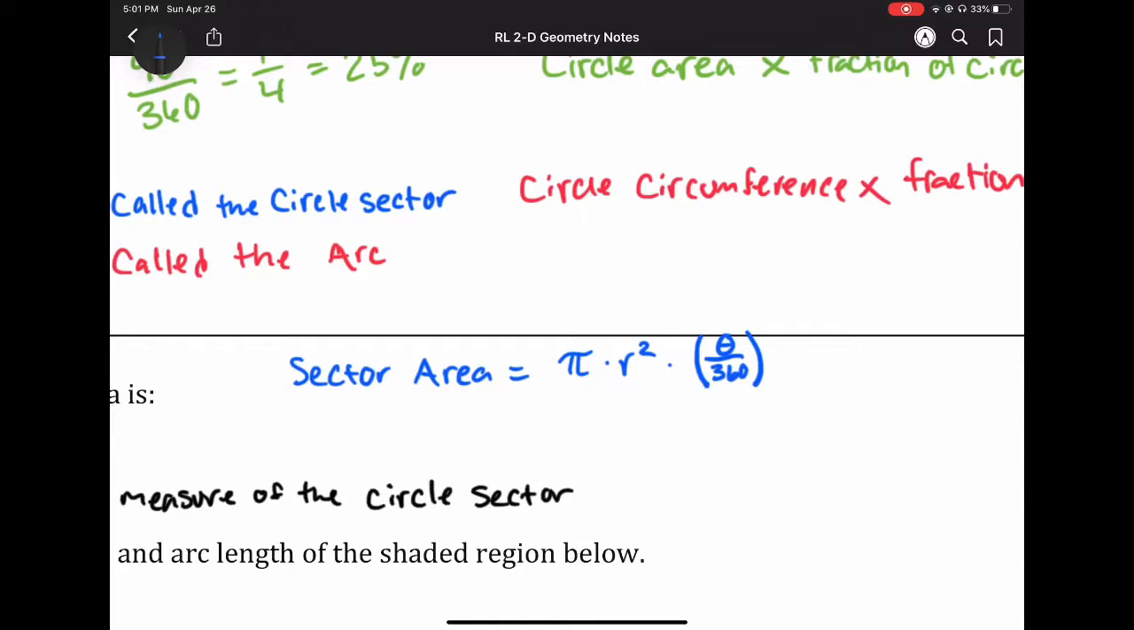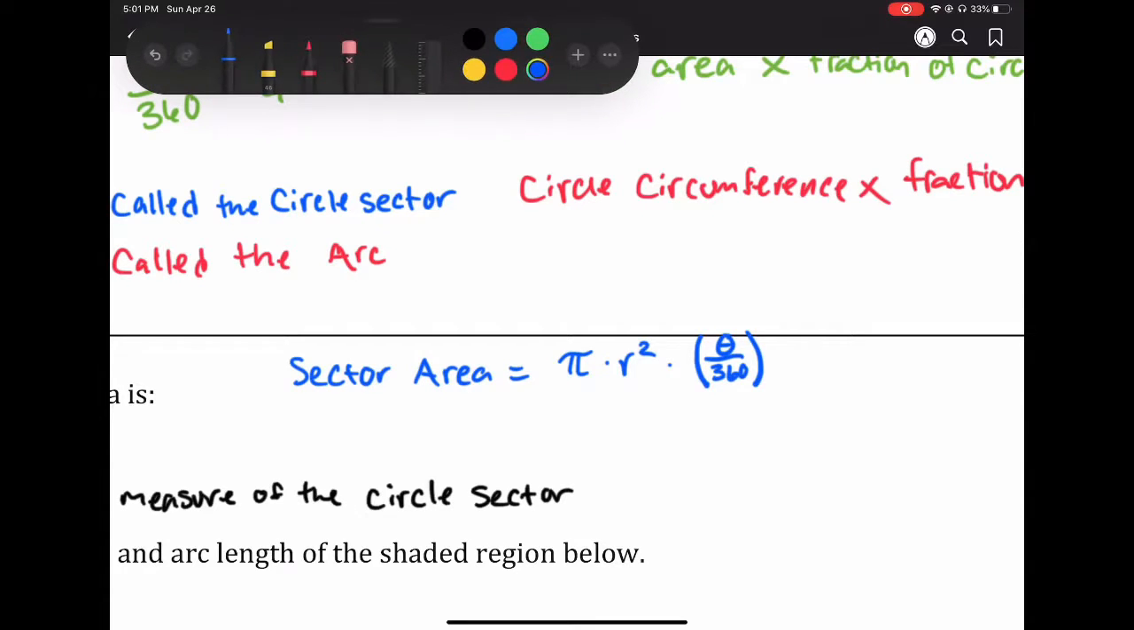So that's the general formula for sector area. Again, that theta is the number of degrees of the circle sector. All right, now let's go ahead and switch to the formula for arc length.